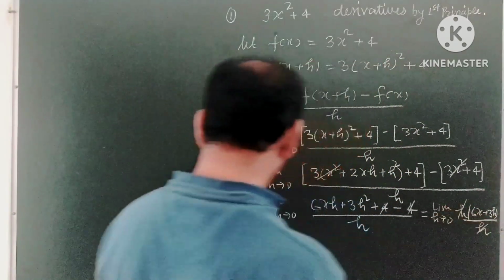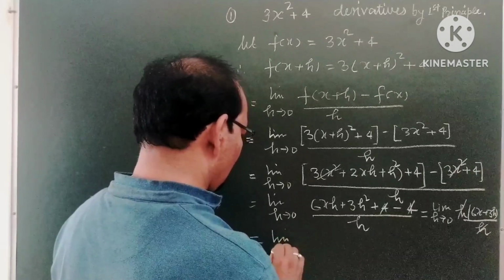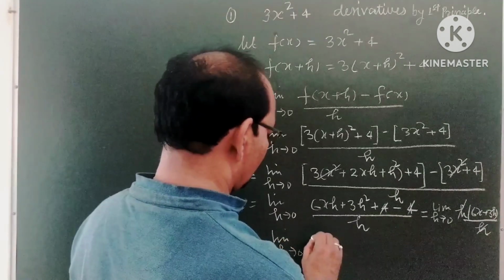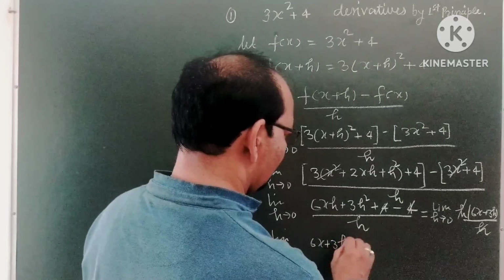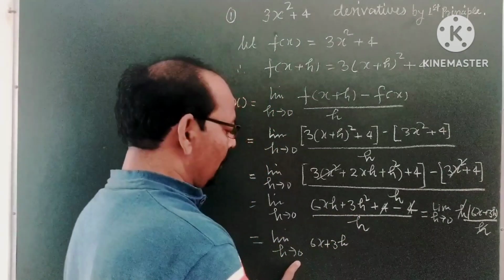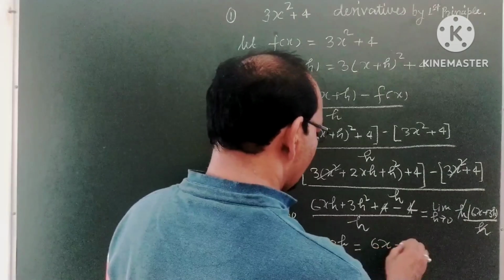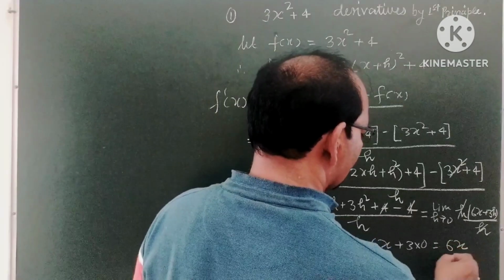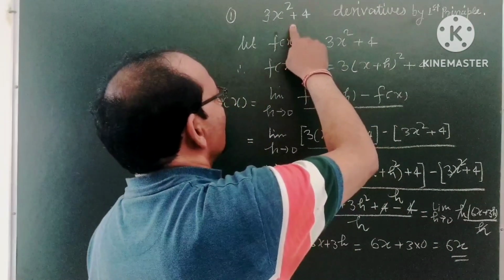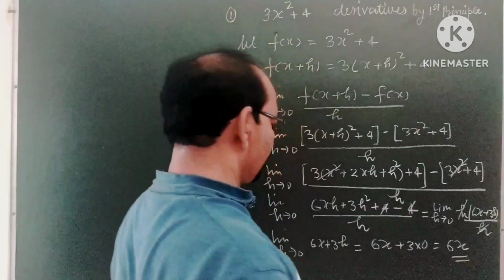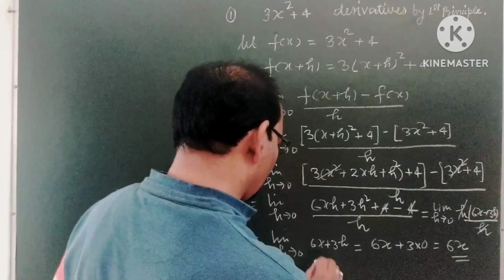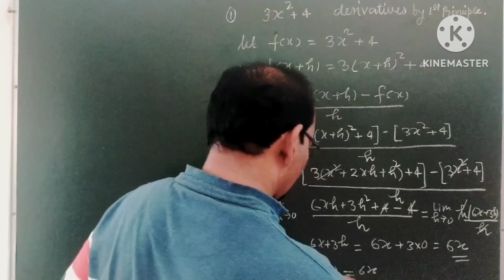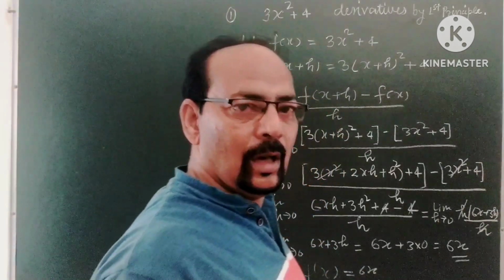and h and h cancel. After that we write limit h tends to 0 of 6x plus 3h. Put the value h tends to 0, there will be 6x plus 3 into 0, therefore 6x. Therefore the derivative of this function 3x square plus 4 is 6x. Therefore f dash x equals 6x. This is your answer.